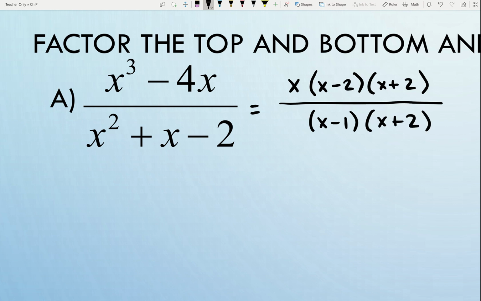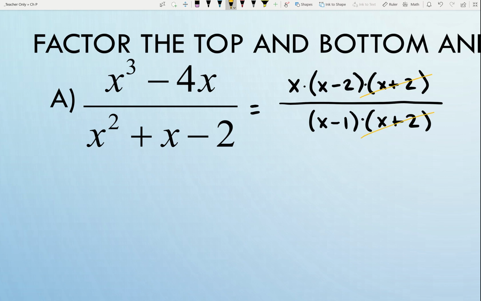So we'll put that over the factorization of the bottom, which should be x minus 1 times x plus 2. The reason that we want to factor everything first is because now what we want to do is look at the numerator and denominator and find any common factors that they have. Because if they do have any common factors, since we're just dealing with a bunch of multiplications between factors and the fraction bar is just division, we could start canceling some things out.